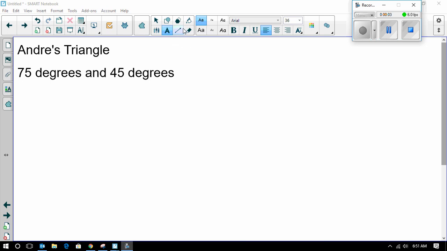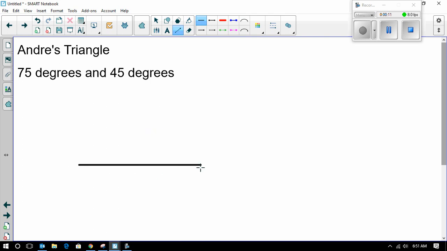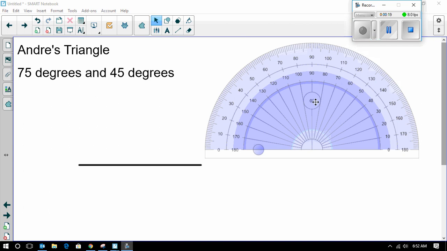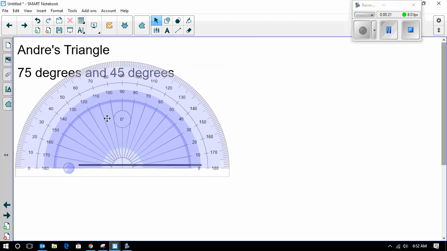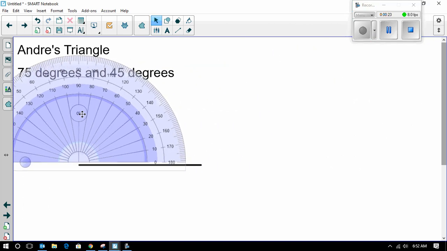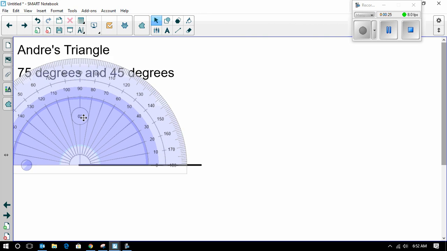Okay, let's go ahead and draw Andre's triangle, which has to be 75 degrees, 45 degrees. So I'm going to start out with the segment, and then I'm going to go ahead and get my protractor. Okay, so here I have my protractor. I'm going to put the center of the protractor at the beginning of the segment that I drew. Make sure my segment lines up with that 0 mark right there.